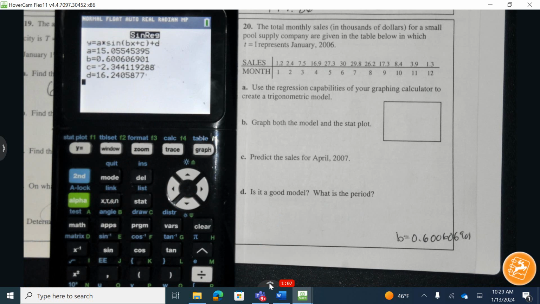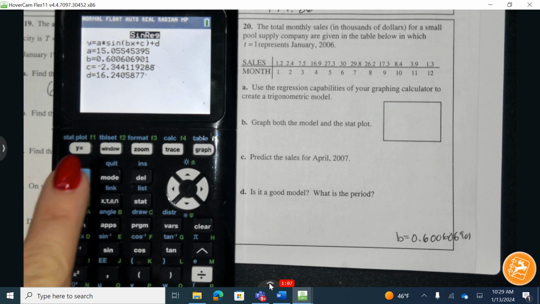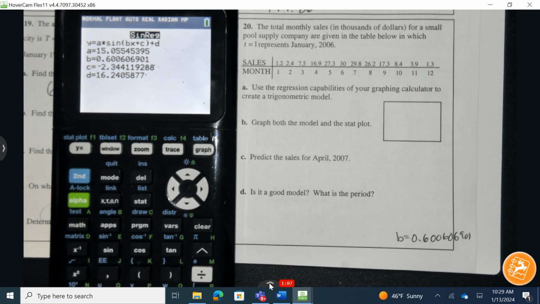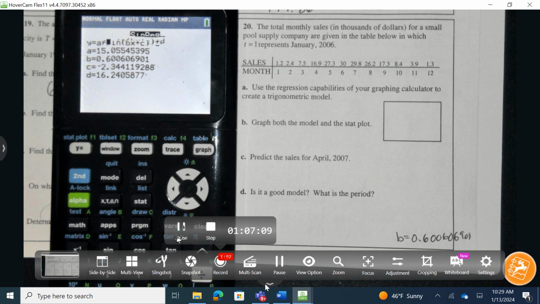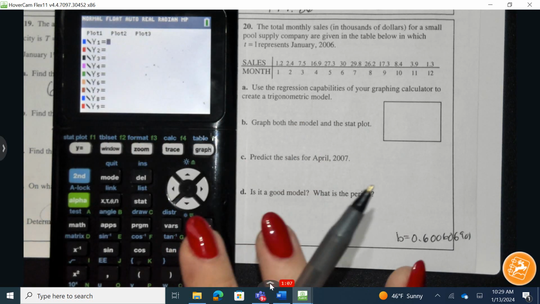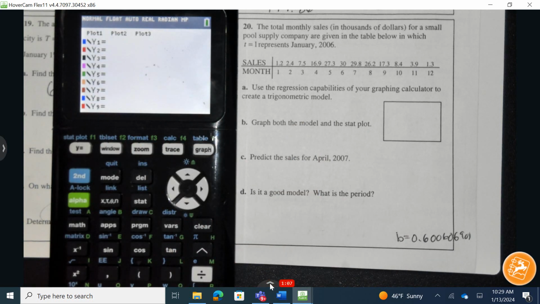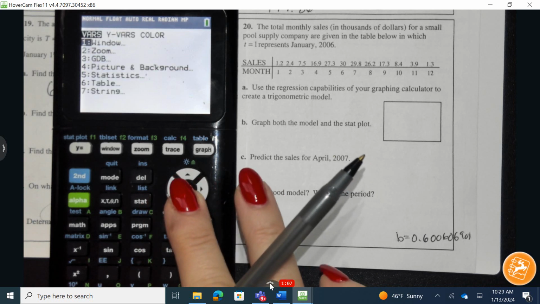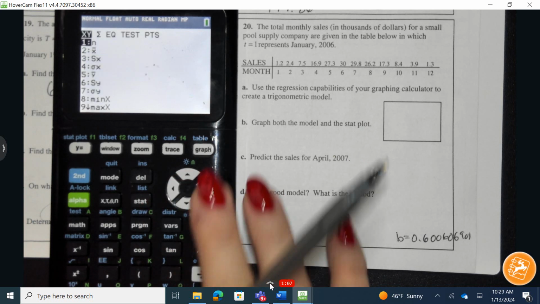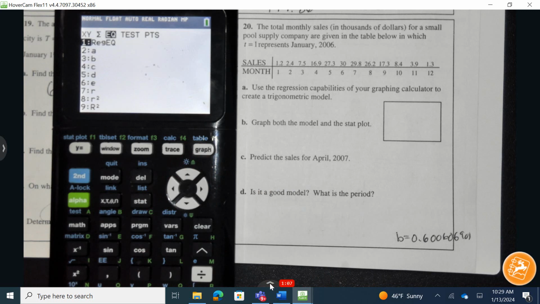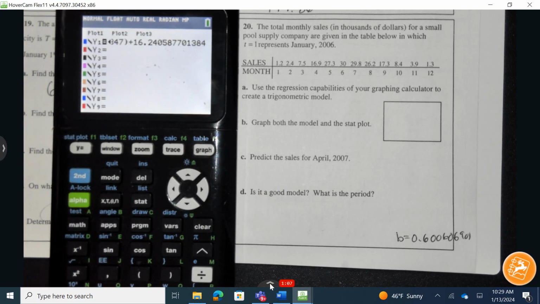Now I want to enter that in, but I don't want to type that all in. So if we go back up to Y equals, I can insert exactly what was on the screen by hitting Vars, going down to Stats, going to EQ, which is equation, and this will take that regression model and enter it in.